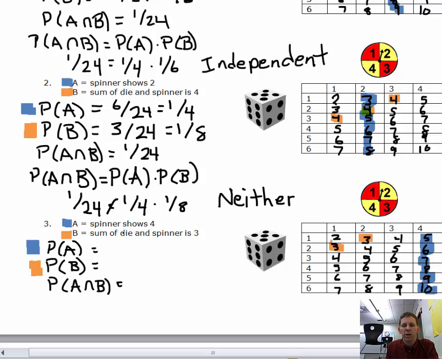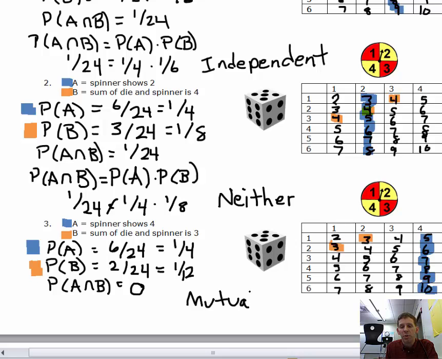For problem 3, here's the spinner showing a 4, 6 times out of 24. Event B is these two entries: the sum of die and spinner being 3, which happens twice out of 24. We'll reduce both of these fractions down: 1/4 and 1/12. The probability of A and B is where these colors intersect. This doesn't happen anywhere. You can't have a spinner show a 4 and get a sum of die and spinner equaling 3. So the probability of these events is 0. Since this probability is 0, we say the events are mutually exclusive. We don't even check independence because events cannot be both mutually exclusive and independent.